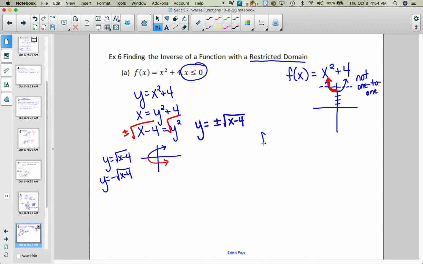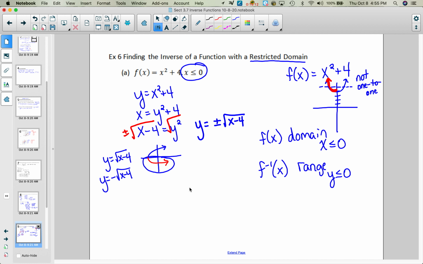So for my domain, so for f of x, the domain is x is less than or equal to 0. That means that the inverse, the range, is going to be y is less than or equal to 0 because we swap x and y. So the domain of f of x becomes the range of f inverse. Remember, we swapped all the x and y values when we had some things in charts. So if the range has to be less than or equal to 0, then that means we want this part of the graph. So my inverse is going to be the negative portion of that. So I would say f inverse of x equals negative square root of x minus 4.